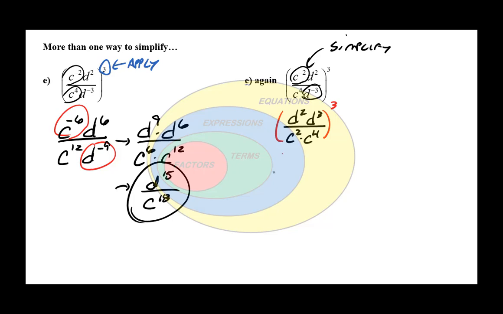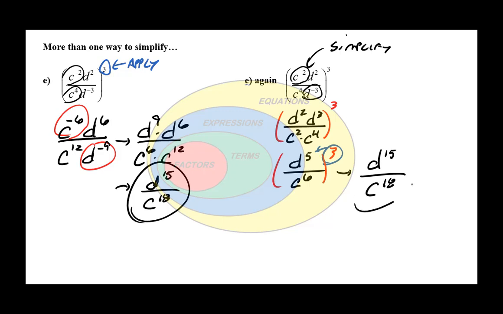Again, simplifying inside, we can combine those factors. D squared times d cubed would just be d to the 5th power, adding up those exponents, and then in the denominator we'd have c to the 6th. So once we have the inside simplified, now let's apply the outside power, and multiplying exponents, we'd have d to the 15th over c to the 18th. So again, there's more than one way to simplify factors, integer factors in a term.